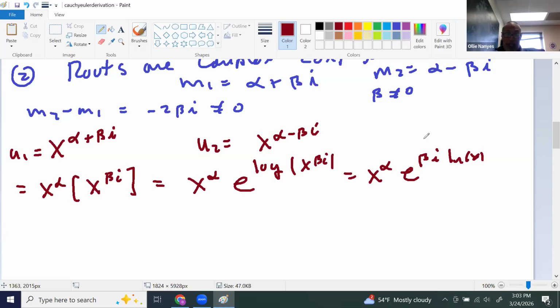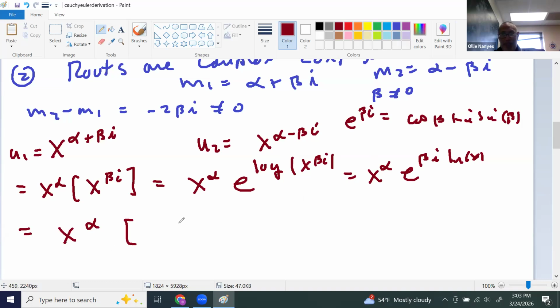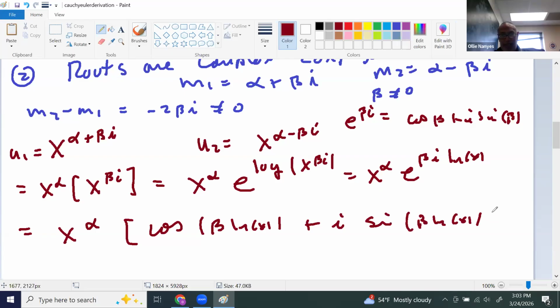And so now we use Euler's formula. Euler's formula is e to the beta i is cosine beta plus i sine beta, and we talked about that in class. So this is x to the alpha, then we have cosine of beta log x plus i sine of beta log x. And that's going to be our u1.